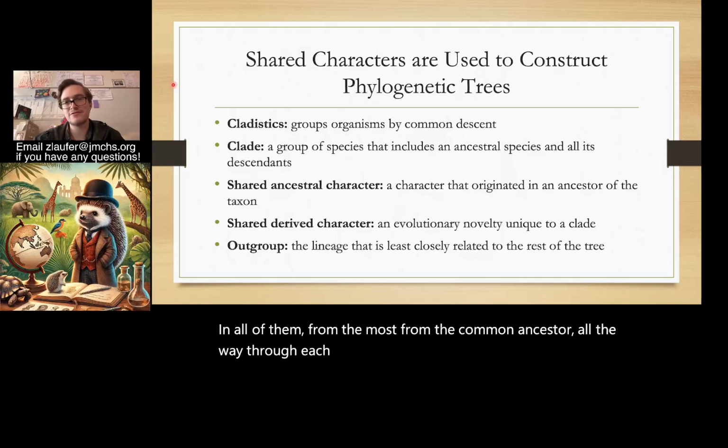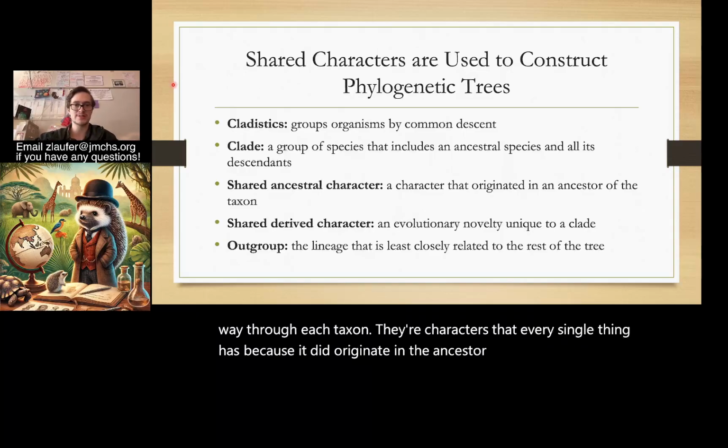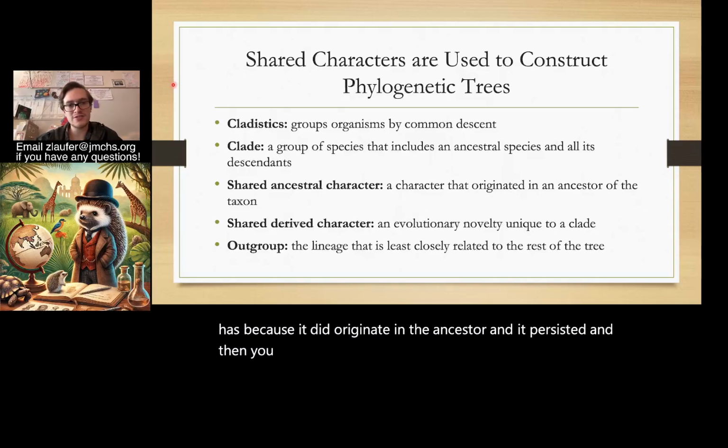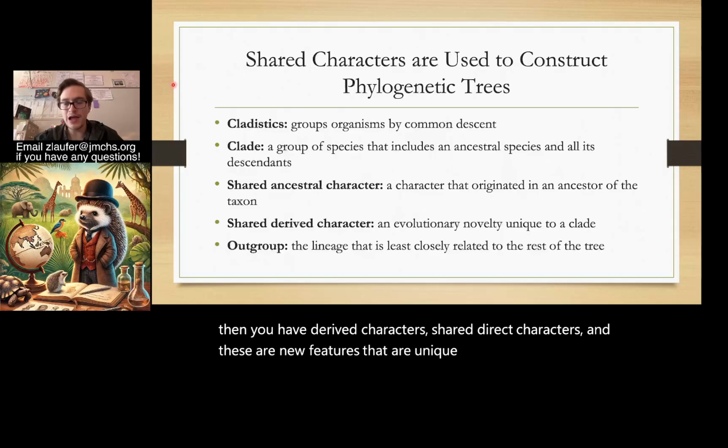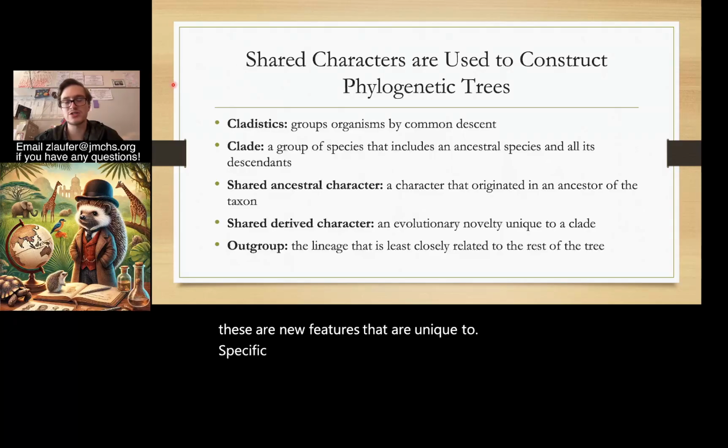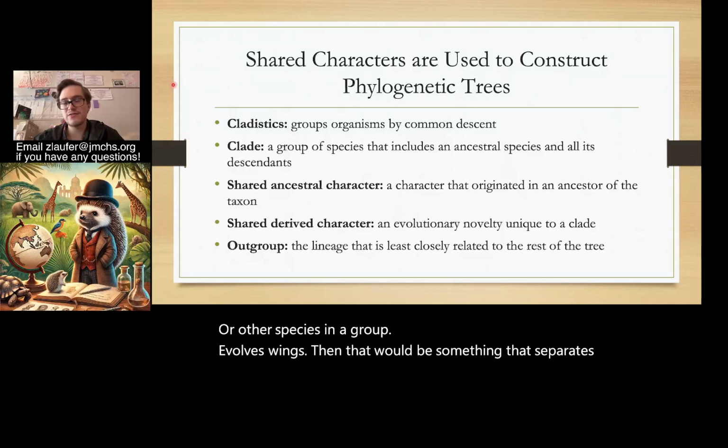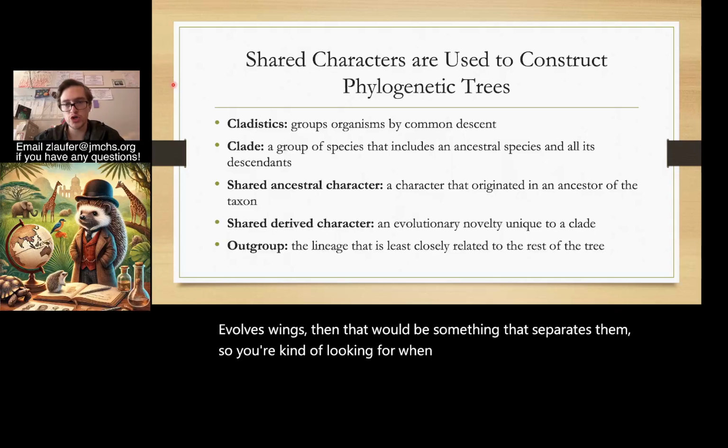They're characters that every single thing has because it did originate in the ancestor and it persisted. And then you have derived characters, shared derived characters, and these are new features that are unique to specific branches or subclades. So if a particular subspecies or other species in a group evolves wings, then that would be something that separates them. So you're kind of looking for when did new traits emerge.